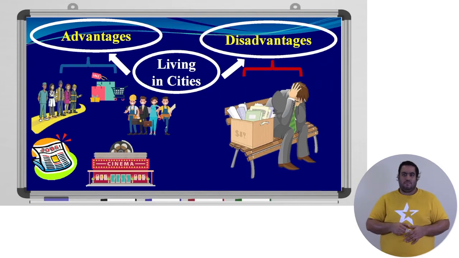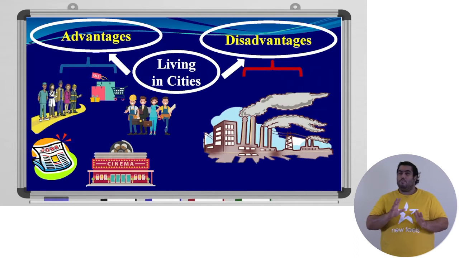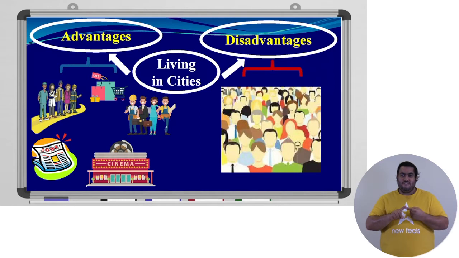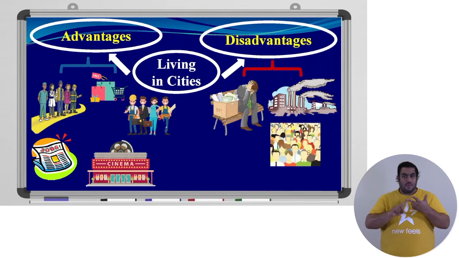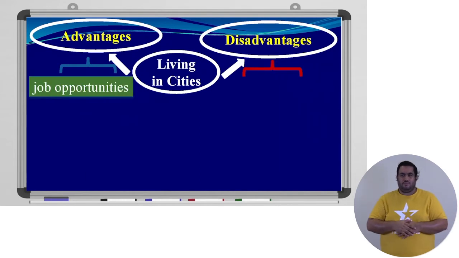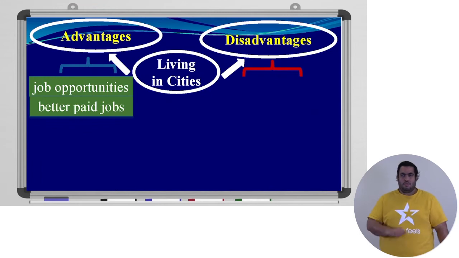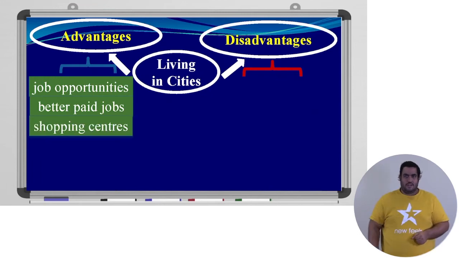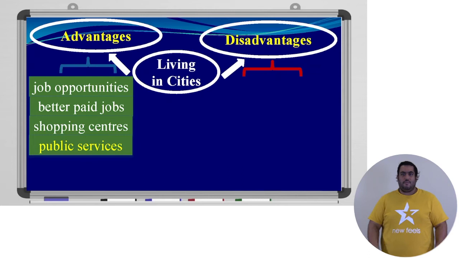You have an unemployed man, a factory with pollution surrounding it, overcrowding. Let's write them down in words. The advantages would be looking like this: job opportunities, better paid jobs, shopping centers in the city, public services.